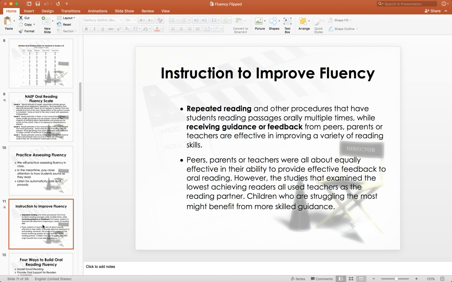Okay, so next, when we notice that children need support in fluency, there are many fun and effective methods to support fluency. First of all, one is repeated reading. And repeated reading is where children are reading a passage multiple times while receiving guidance or feedback. So they can get feedback from their peers or their parents, teachers. It's usually helpful. There's been research that shows that lower achieving readers probably need guidance from teachers or parents, and that they benefit more from skilled guidance. So repeated reading could simply be reading the same book or reading that familiar book multiple times.